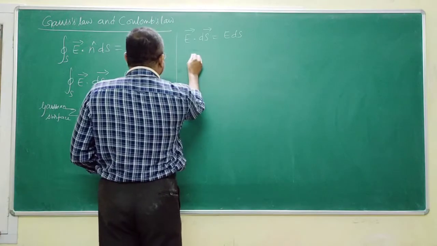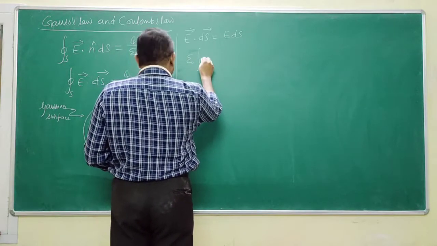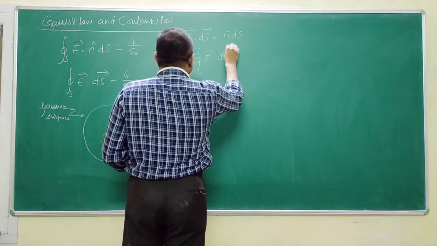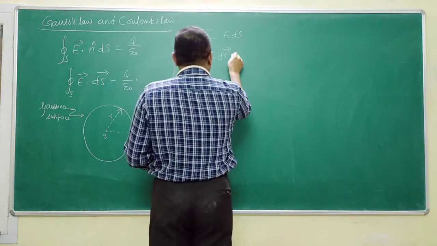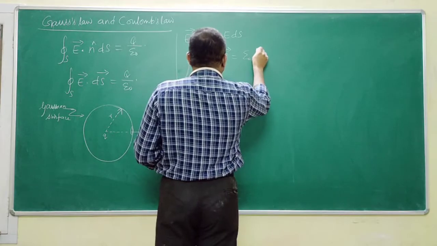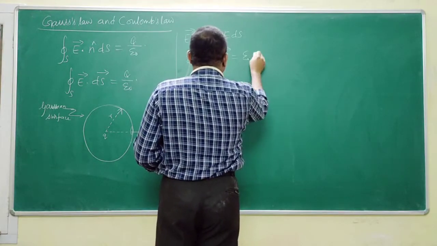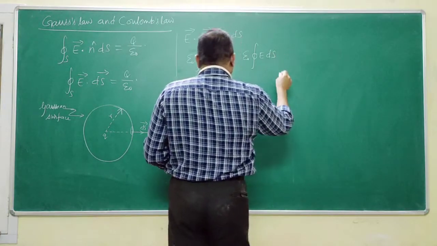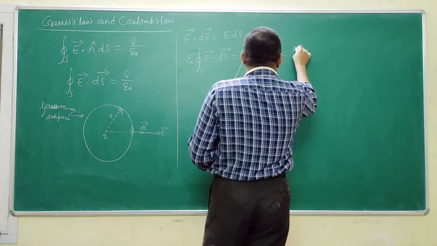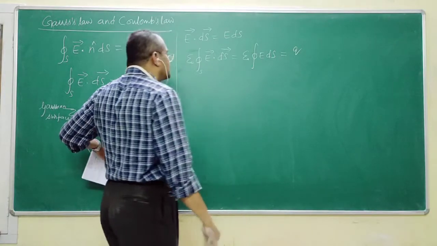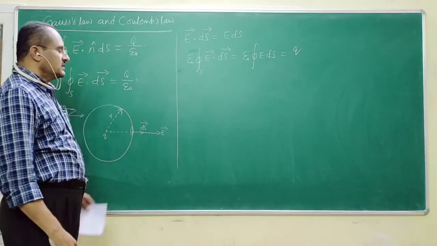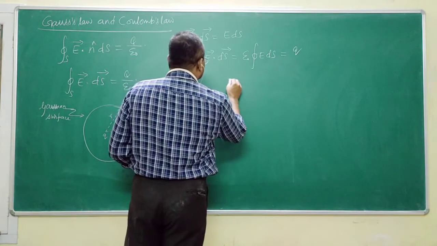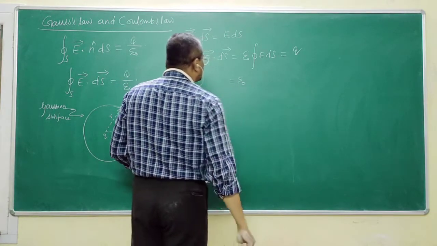Now, epsilon naught integral over the surface E vector dot dS vector is equal to epsilon naught integral over the surface E dS, which is equal to q. I have taken small q as the point charge. Now from this, we get the integral equal to q by epsilon naught.